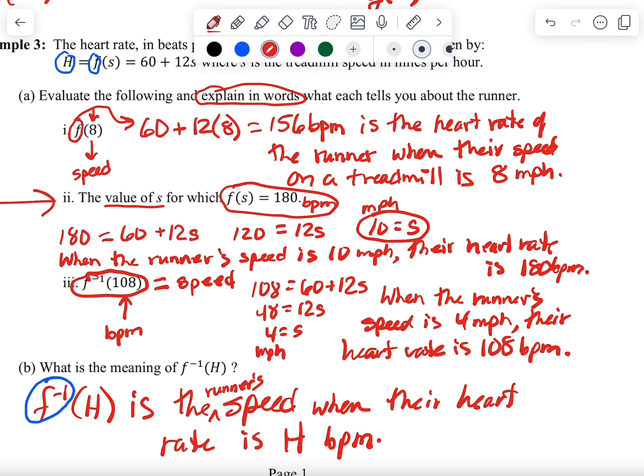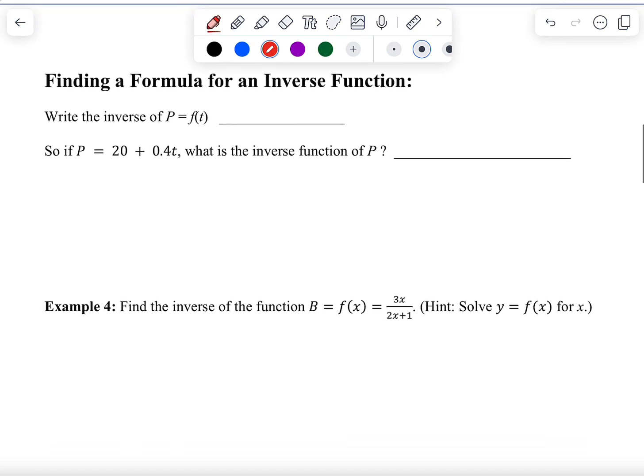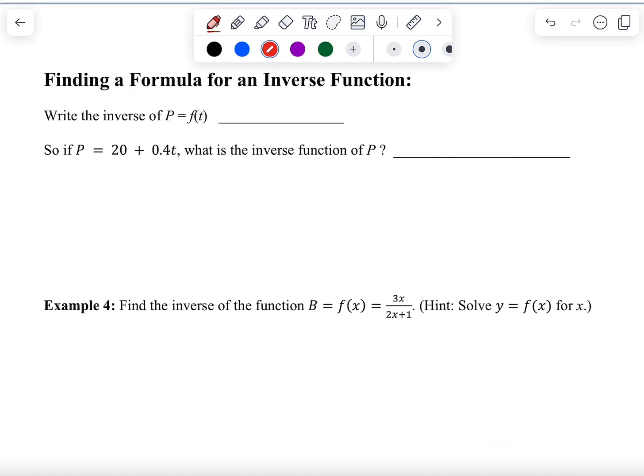All right, that takes care of page one. Now flip it over and we'll keep going. Now we turn our attention to page two. The first question is to write the inverse of this equation.